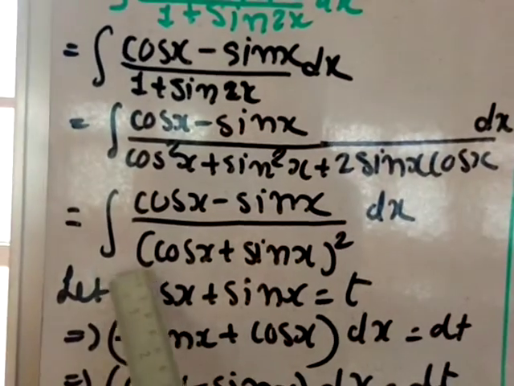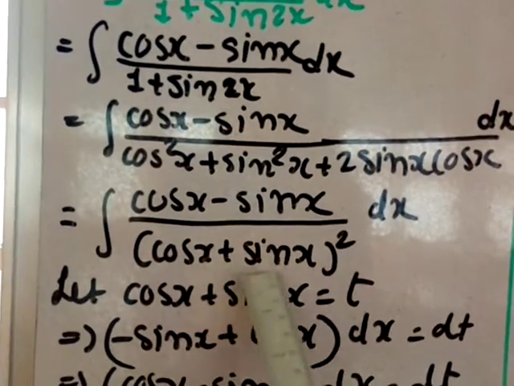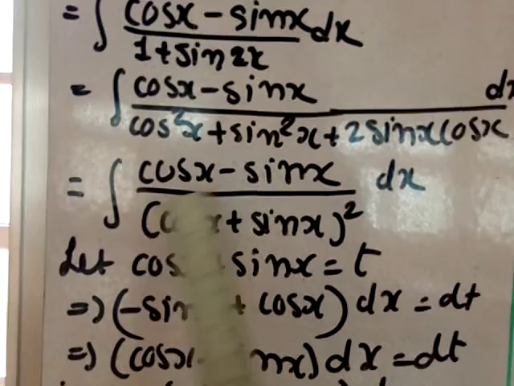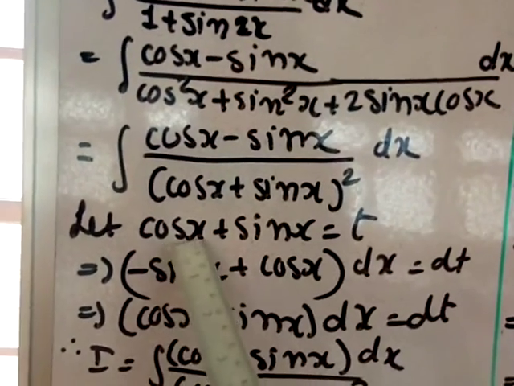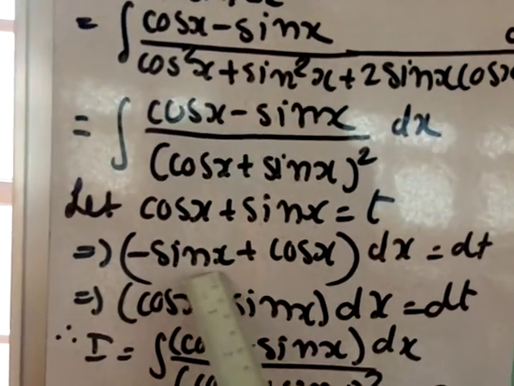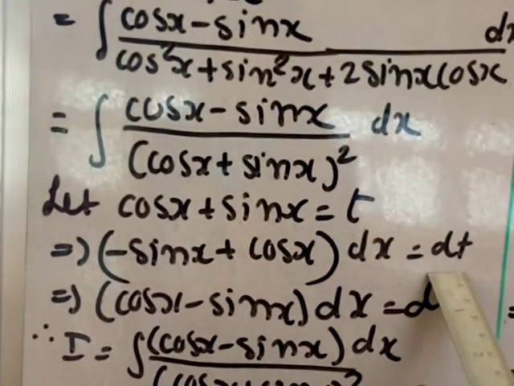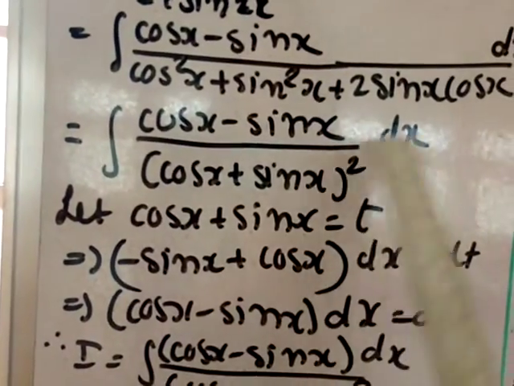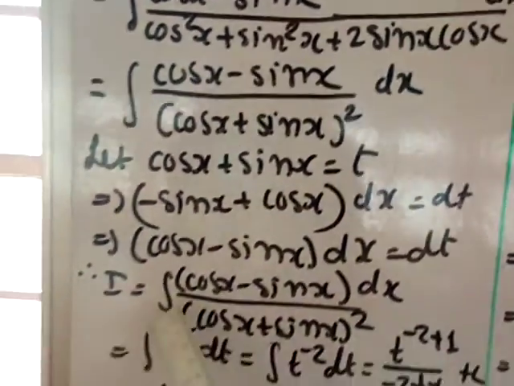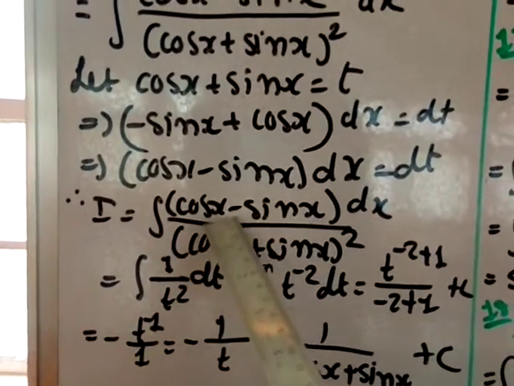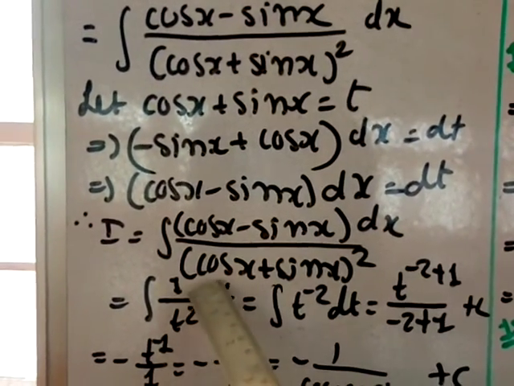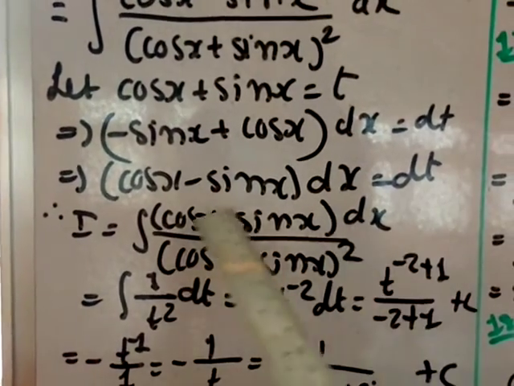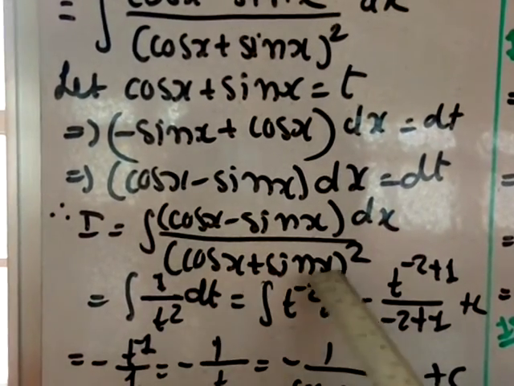So I am writing this as (cos x plus sin x) whole square, and the numerator as it is, cos x minus sin x. Now take cos x plus sin x as t. Differentiating, the derivative of cos x is minus sin x and of sin x is cos x, so (cos x minus sin x) dx equals dt. So the integral I is equal to (cos x minus sin x) dx divided by (cos x plus sin x) whole square. So the numerator equals dt, and the denominator we have taken as t.